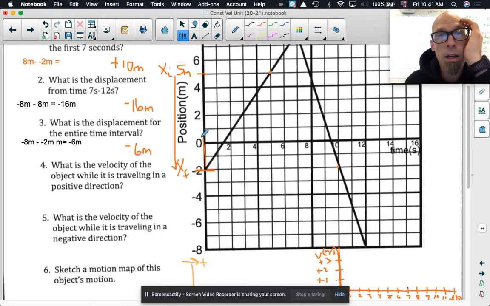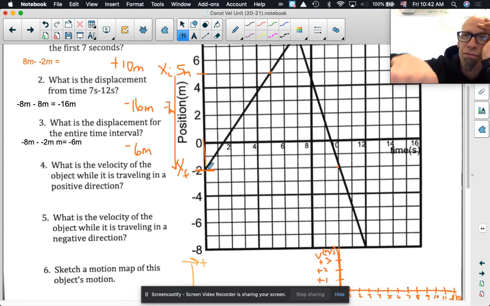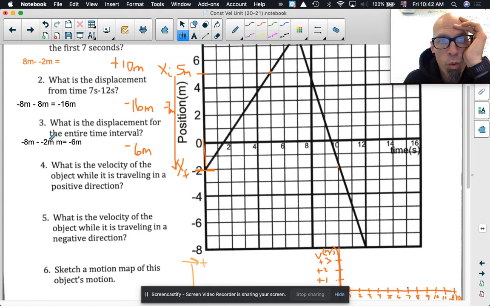So how much is that? What is the change in position from time 5 seconds to time 10 seconds? I hope you see that it's -7 meters. If you went from 5 down to -2, that's 7 meters total. It's 5 just to get to 0, and another 2 after that. And in what direction is it? Negative.